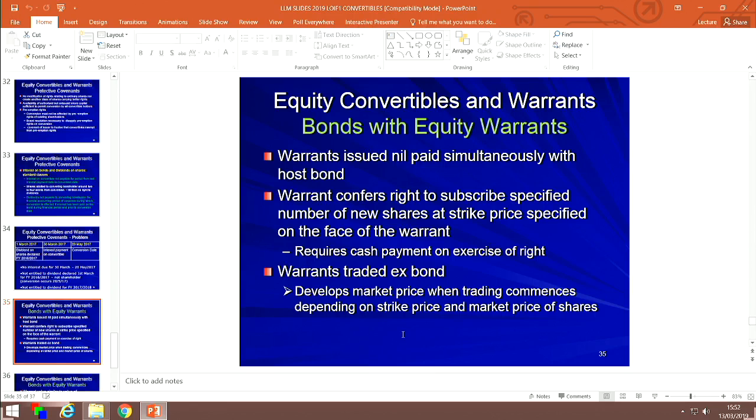A few things to talk about with regard to bonds with equity warrants, which we haven't looked at in any more detail than at the very beginning. You remember that they are financial instruments issued without an issue price, nil paid as it's called, issued simultaneously with the host bond, along with the host bond. And the warrant, if you remember, confers a right to subscribe a specified number of new shares at a strike price specified on the face of the warrant. Unlike a convertible, you're certainly getting new shares, but you've got to pay for them, unlike in a convertible where the payment is by way of the conversion price. The warrants are traded separately from the bond, even though they are issued with the bond at the same time.